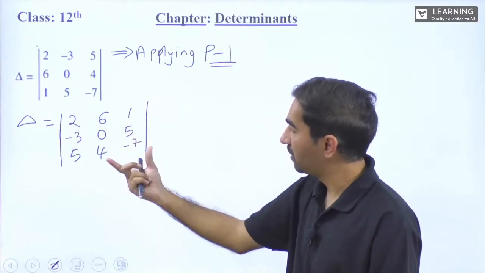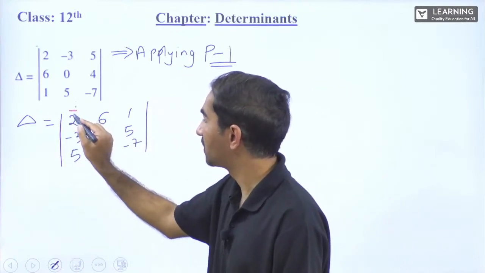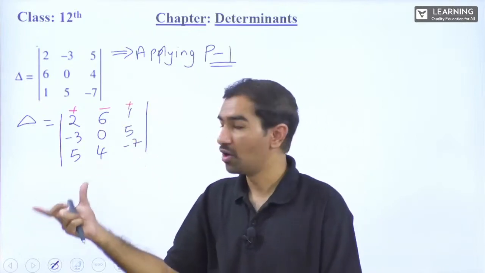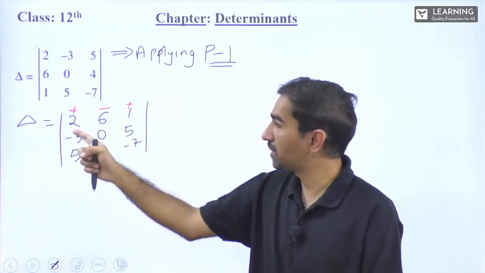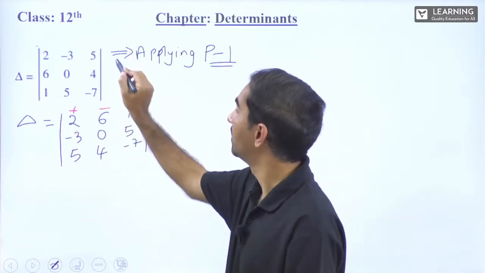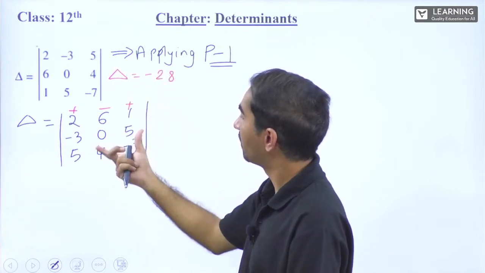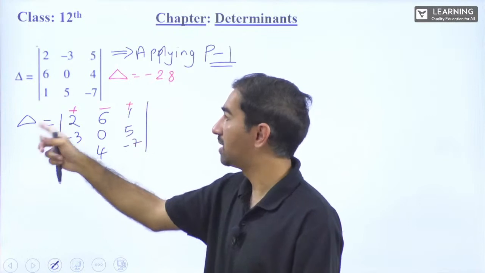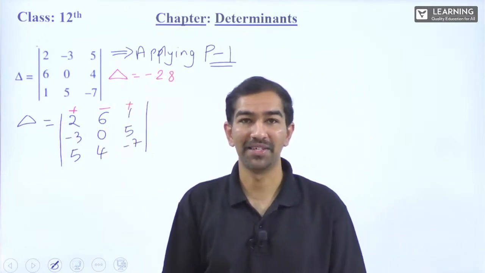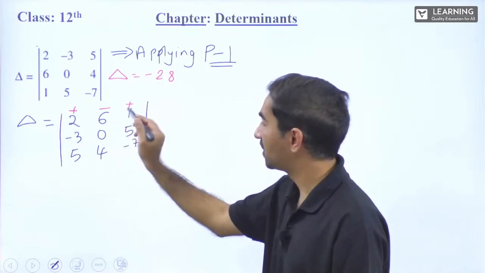Now we'll find out the value of this determinant. Again, write the cofactor signs for the very first row: plus, minus, plus. Why? Because we are evaluating this determinant with respect to the first row. We have to get the same value. What is the previous value we had? We had delta equal to minus 28. Now after applying property 1 also we have to get delta equal to minus 28. If we get that, which means what? Property 1 is true. So let us evaluate this determinant with respect to the first row.